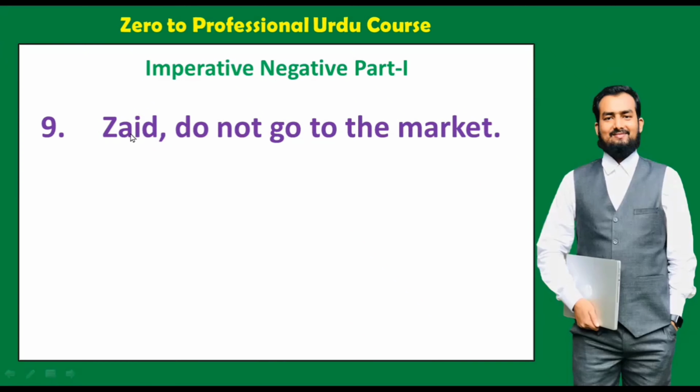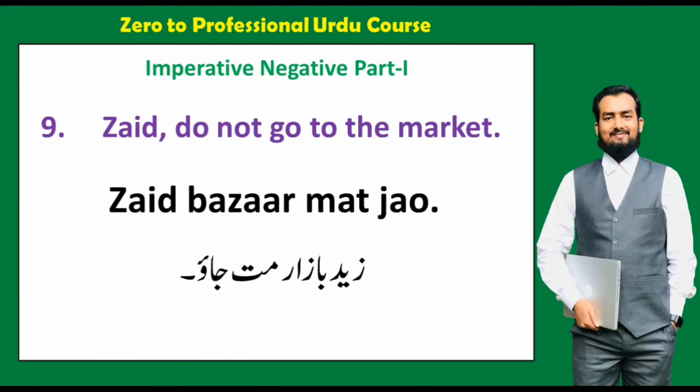Okay. But I want to remind you here one more thing, that when there is no context, generally we follow the structure of O. For example, delete na and add O. So here you can see that there is no context, so in general we will say O. This sentence will be said in Urdu, Zaid bazar mat jao. Zaid bazar jana means go to the market. So bazar jana, and because of do not we will say mat. Okay. So Zaid do not go to the market, how will you say? We will say Zaid bazar mat jao.